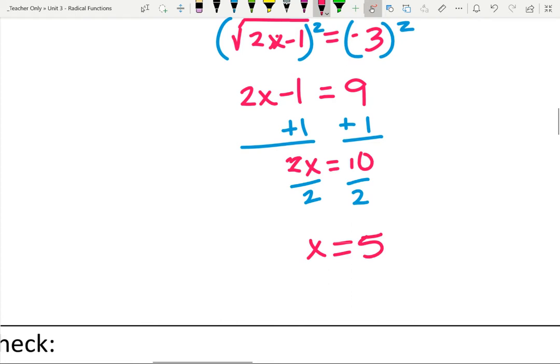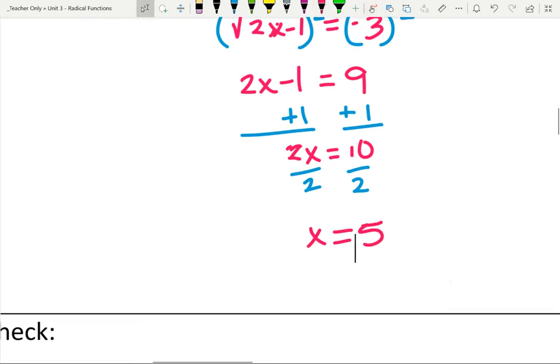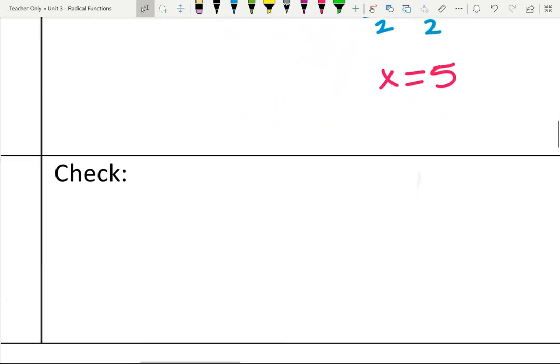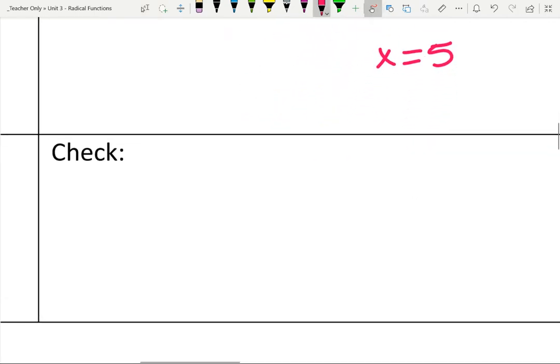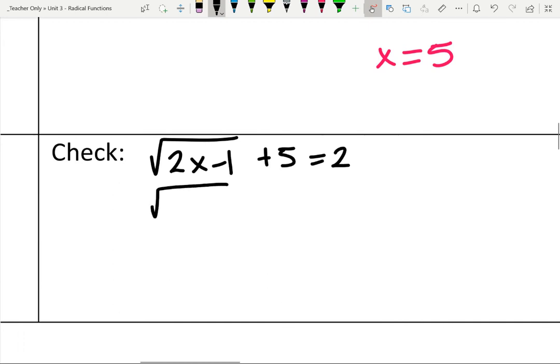So pretty straightforward, x equals 5, but again, we need to check. So we're going all the way back to that original equation, which was the square root of 2x minus 1, plus 5 outside the radical, is equal to 2. And that 5 is going right in place of x. So this will be the square root of 2 times 5 minus 1, still under the radical, plus 5. We're checking, does that all equal 2?